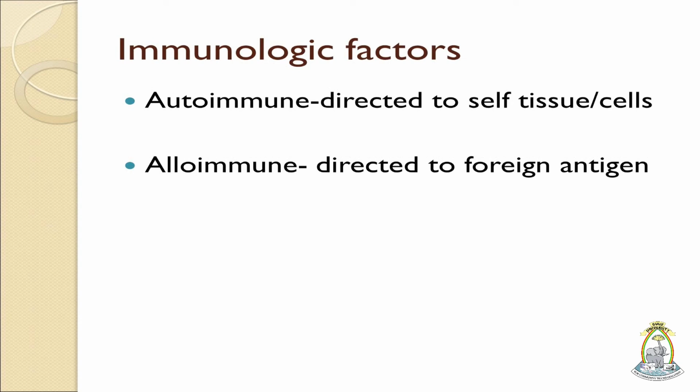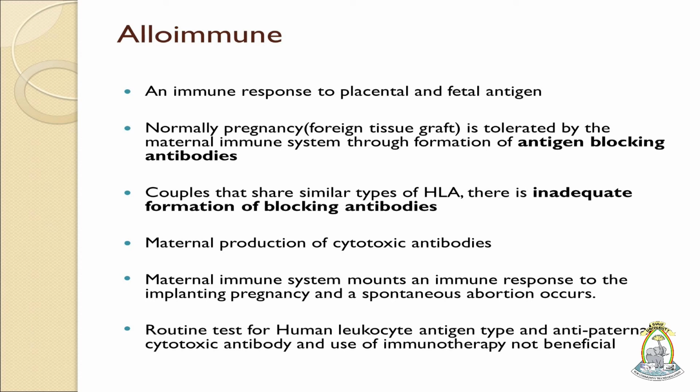Immunological factors can be autoimmune or alloimmune. Alloimmunity occurs when antibodies are directed to antigens, especially the fetal antigen. Autoimmunity is when it is directed to a particular tissue. That's basically what you need to understand. I also implore you to go and read more about how the baby escapes the maternal immunity, since it is a foreign body. So you need to read, and when you come for the physical interactive lectures, we'll discuss that.